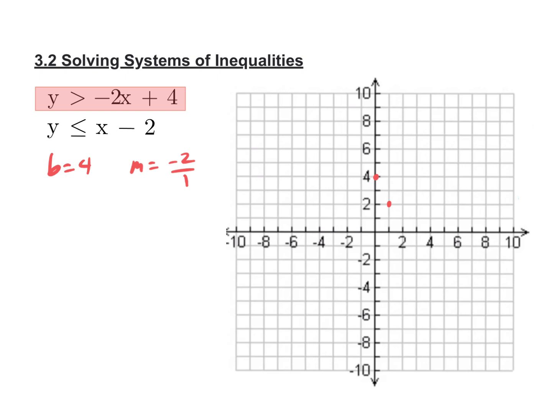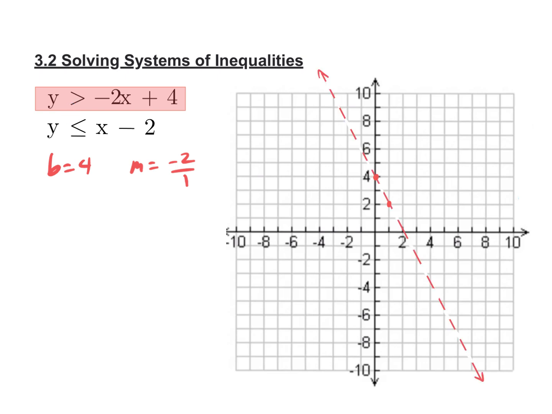What do we also have to look out for when we draw lines for inequalities? Dotted or solid. Is this one dotted or solid? Dotted. How do we tell? It's not equal to. Correct. There's no or equal to here, so this one has to be dotted.